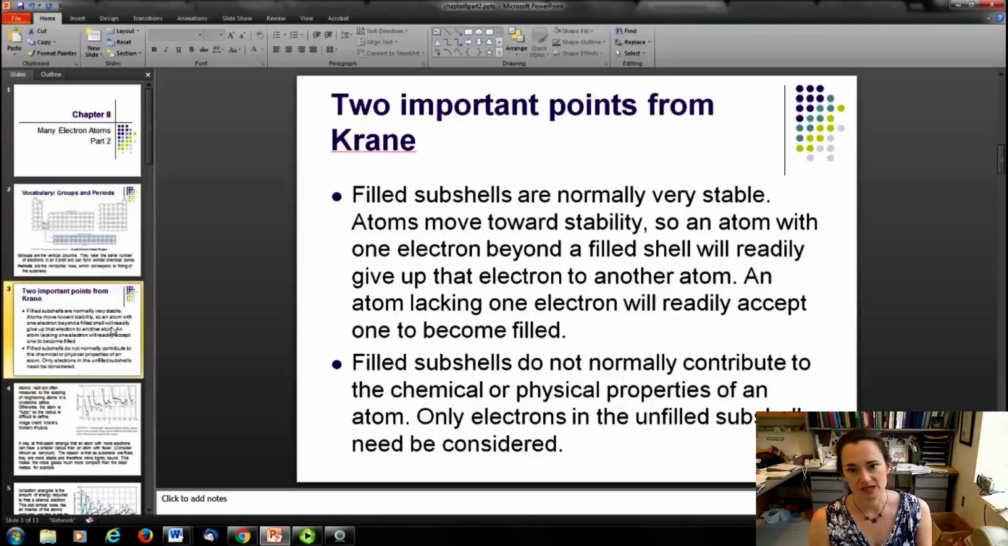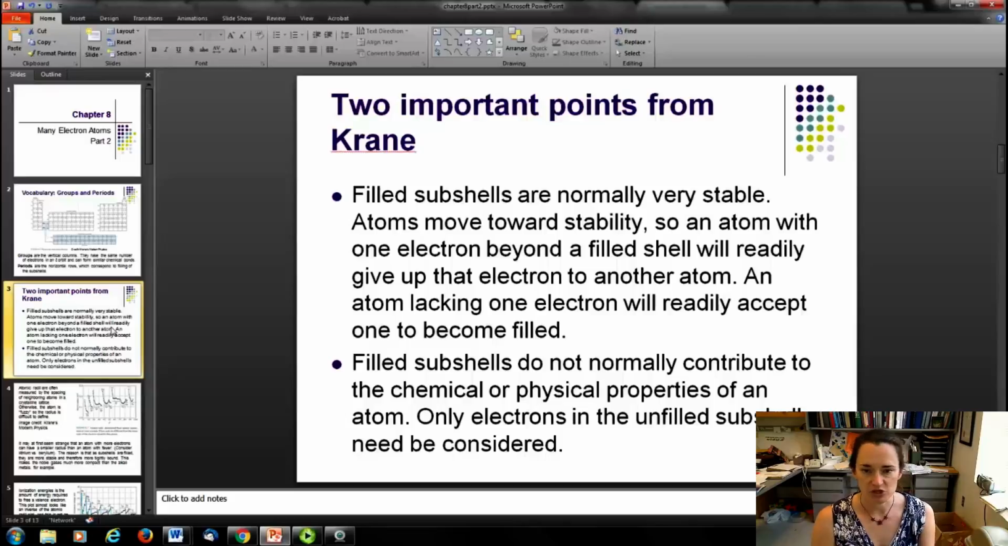So an atom that's, for example, one electron beyond a filled shell, as there are in the alkali metals, will readily give up its electron to another atom. And if you have an atom that's only lacking one electron to where it's a filled shell, like the halogens, then that will readily accept that one electron. This makes those particular groups in the periodic table very reactive.